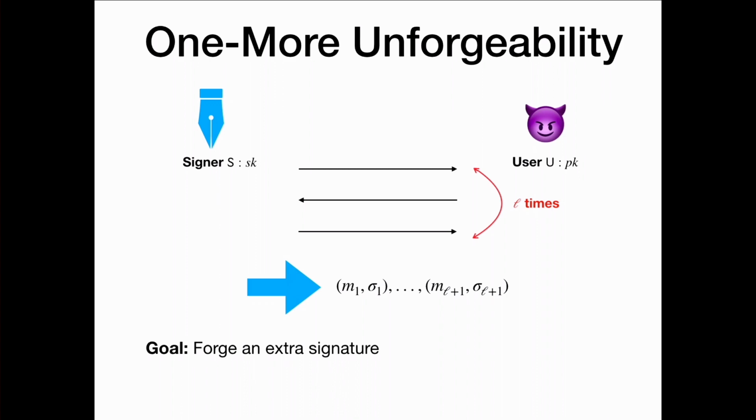Now, why do we have to formalize it this way? Why can't we just rely on the regular existential unforgeability notion? Well, because the signer doesn't see the messages that it is signing. So it cannot check which of them is fresh in the end. And this is why we need to formalize it in this more complicated way.